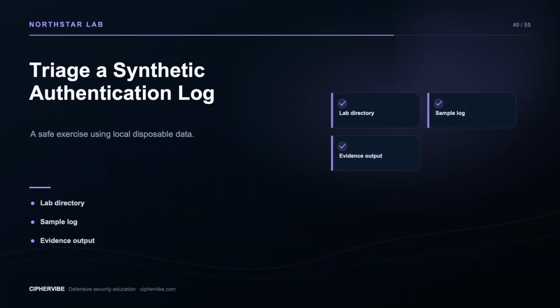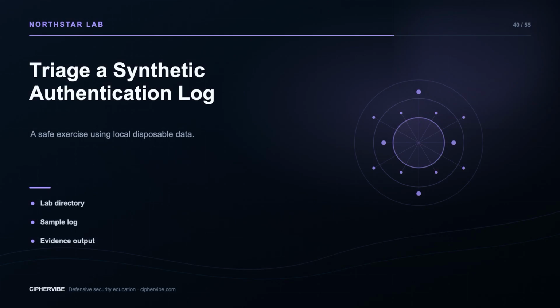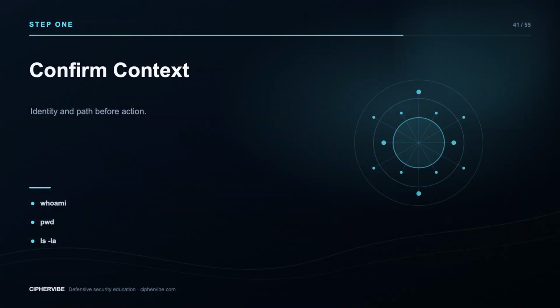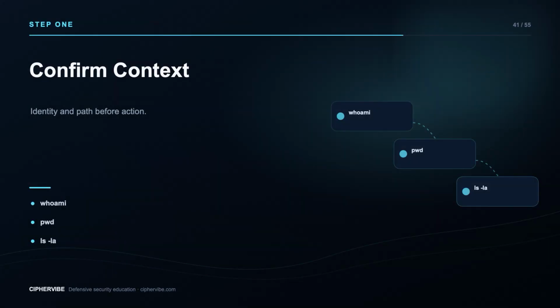Now combine the pieces in a fictional Northstar Lab. We have a synthetic authentication log in our home directory. The goal is to preserve a copy, find failed events, create a small summary, and protect the output. First run whoami, pwd, and ls -la. We confirm the account, verify that we are inside the intended lab directory, and inspect names and permissions. No destructive command comes before this context check.